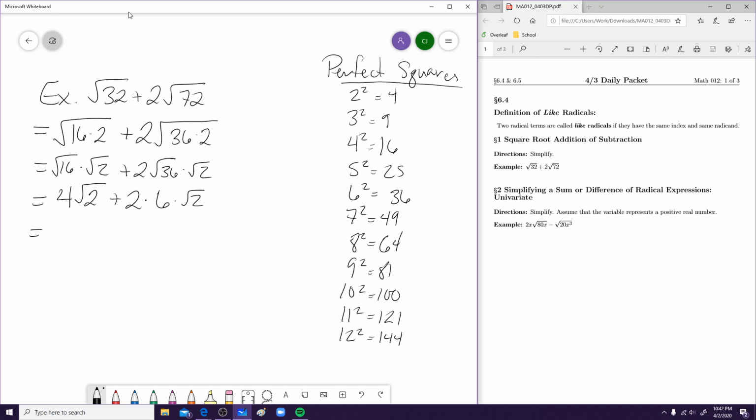So now we have 2 times 6. I have to do that first. So let's bring down the 4 square root of 2. And then 2 times 6, that is 12. So now we want to add 4 square root of 2 and 12 square root of 2. Just like the x's, the reason why we can add these together is that since they have a square root of 2 in common, we can factor that out, and we'll get 4 plus 12. And so this becomes 16 square root of 2.